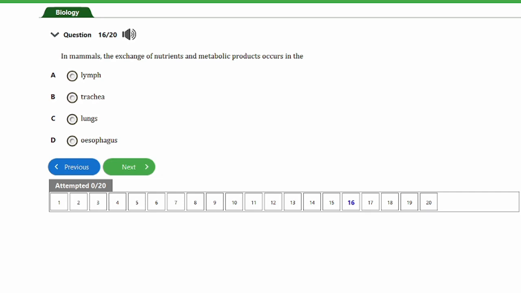So let's look at the next question. Question number 16. It says in mammals, the exchange of nutrients and metabolic products occurs in the A, lymph, B, trachea, C, lungs, D, esophagus. So guys, the answer to this question is option A, and that's the lymph.